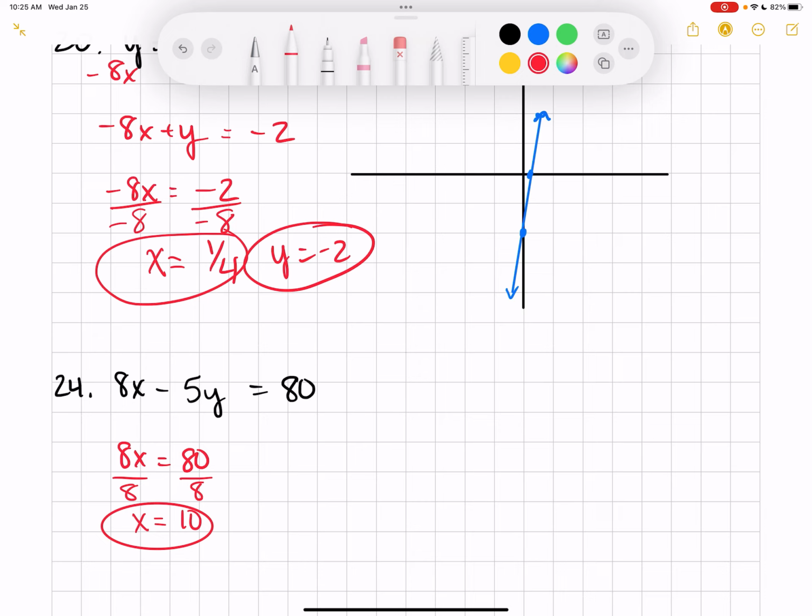-5y equals 80. Don't forget the negative. This one's a little different than the other ones because it actually has something with the y. We didn't just get to copy it down, which I know y'all had ones like that in the problems the other day. So then what? Divide by -5. 80 divided by -5 is 16. And it'll be negative.